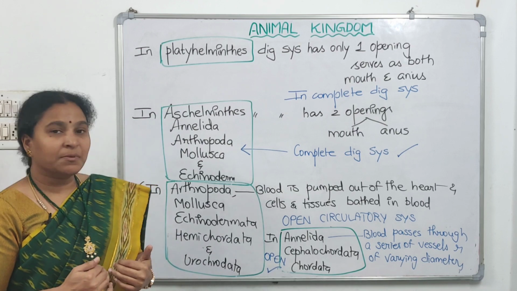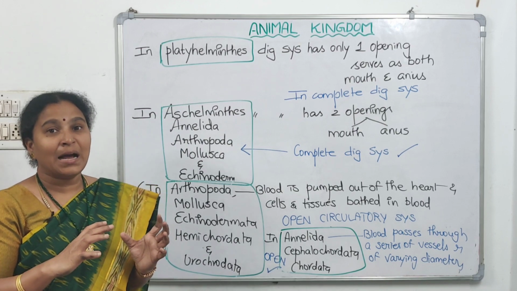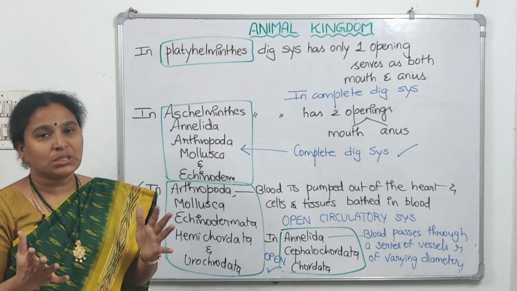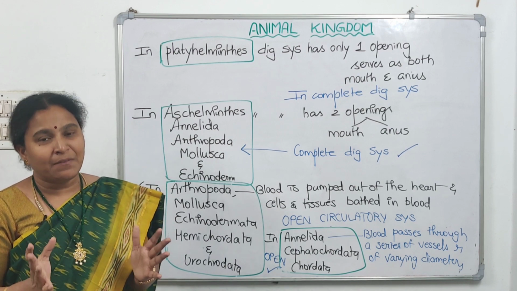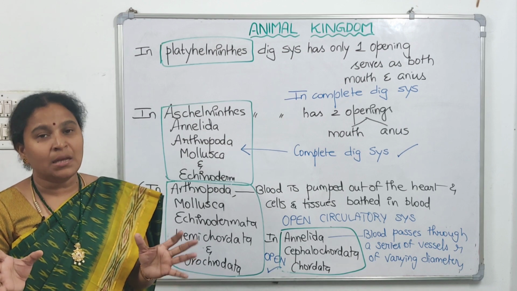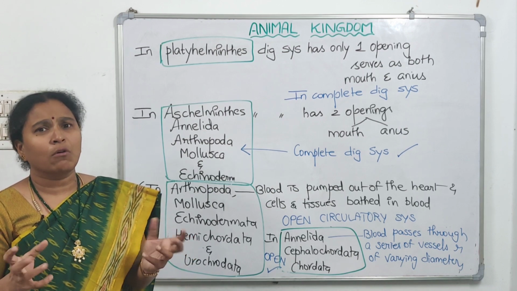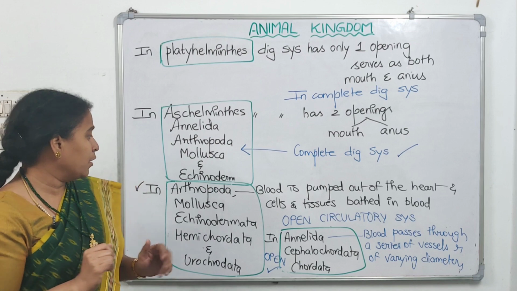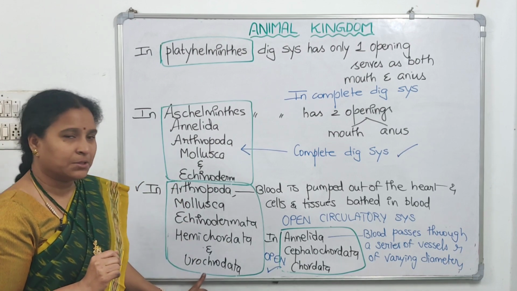In circulatory system, if the heart is pumping the blood outside, there are no proper blood vessels and all, the blood comes out and the cells and the tissues are bathed inside the blood. What is such a type of circulation called? Open, a primitive type. Where do you find it? This is a list of phyla.